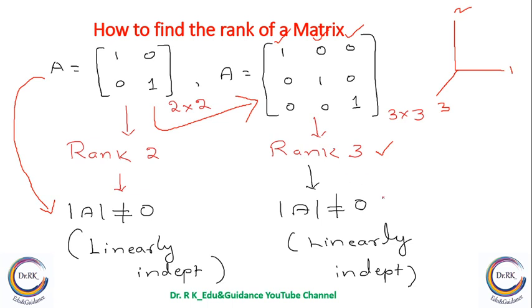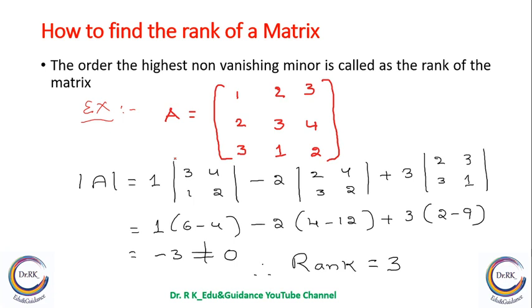Next, the determinant of this matrix is not equal to 0. This is a matrix of order 3 by 3, right? Order 3, therefore rank is 3. Now, it is not that easy to use this definition to find the rank of a matrix. So another way of defining it is the order of the highest non-vanishing minor. The order of the highest non-vanishing minor is called the rank of that matrix.